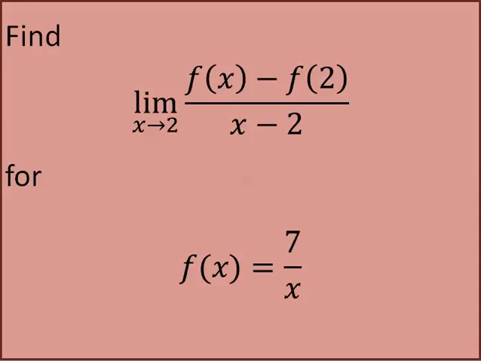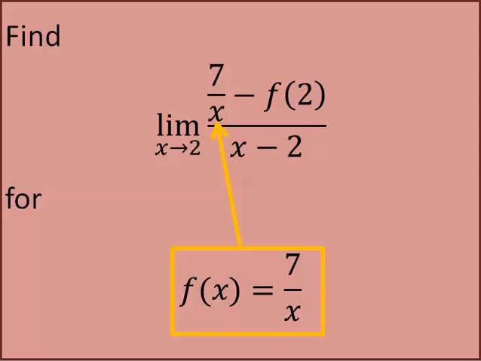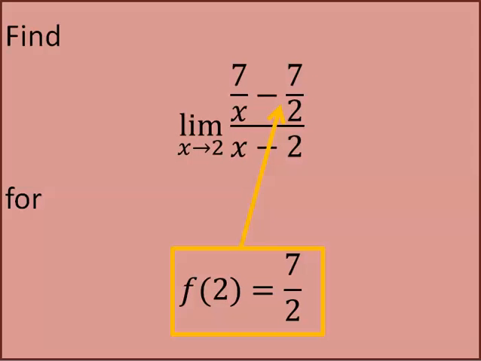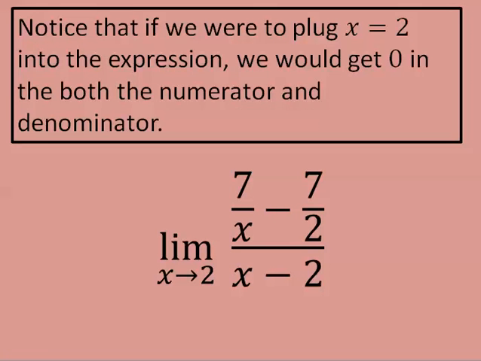2.3.44. Find this limit for f of x equals 7 over x. Instead of f of x, I'm going to put 7 over x into the limit. Also, look at f of 2. F of 2, that would be 7 over 2. And so I'm going to substitute 7 over 2 in. And so this is the limit that we're looking for.